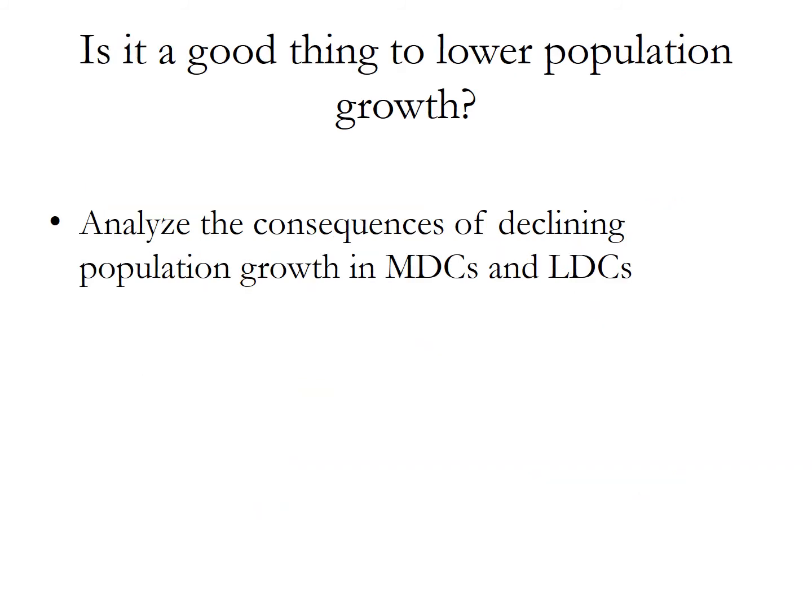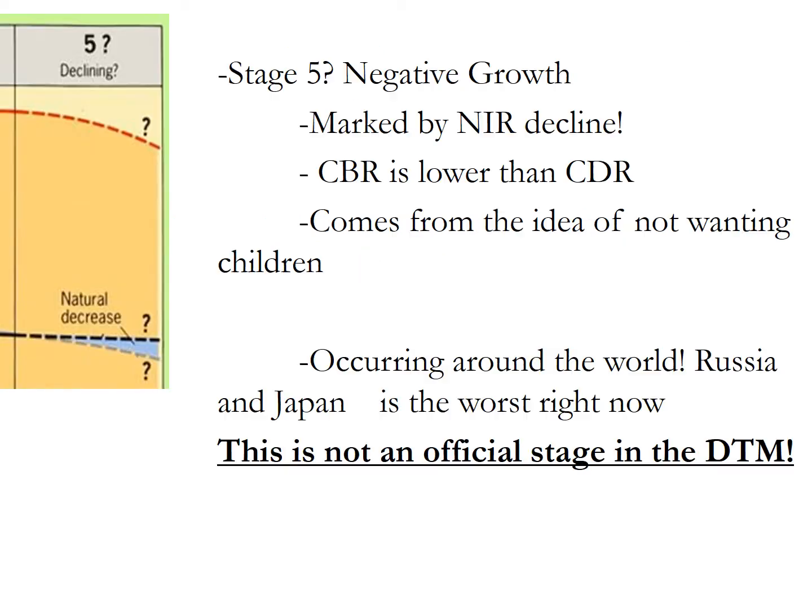So is it a good thing to lower population growth? That's something we have to ask ourselves. And yeah, depending where it is, right? And that's a very dangerous thing, because people say, oh, we're so populated, we need people to have fewer kids. Well, it depends where, right? Because in MDCs, that's not the case. In the developed world, we actually need people to have kids. And we're going to explore that topic more in the future.